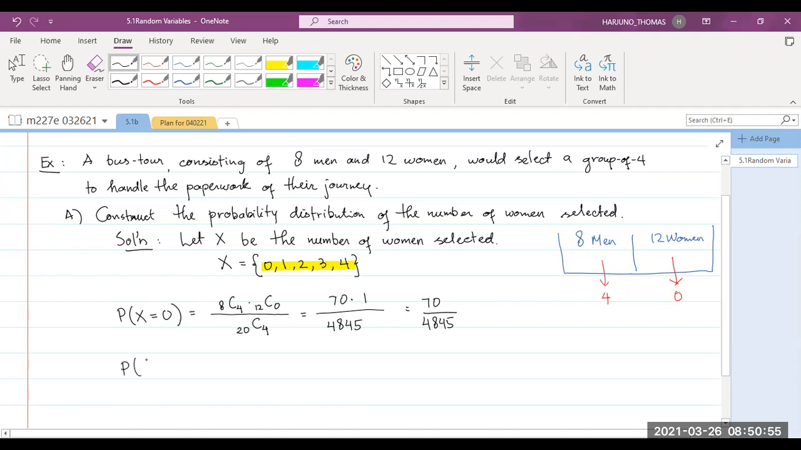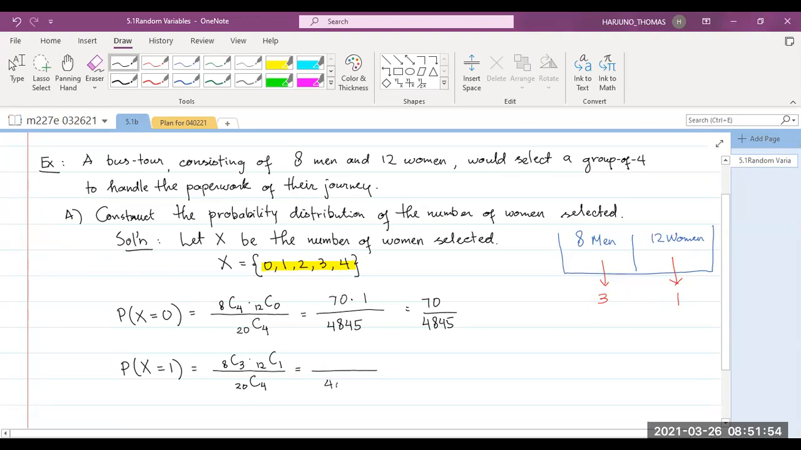And the probability to have 1 woman in that group of 4 will be, let's start with the notation. So 1 woman selected in that group means the other 3 must be men. Now then, what is the probability to have 1 woman selected in that group of 4 from this group of 20? The denominator will be the same, that's 20 choose 4. But what happened to the numerator? That will be 8 choose 3, the number of ways to select 3 from 8 men, times 12 choose 1, the number of ways to select one woman from 12.